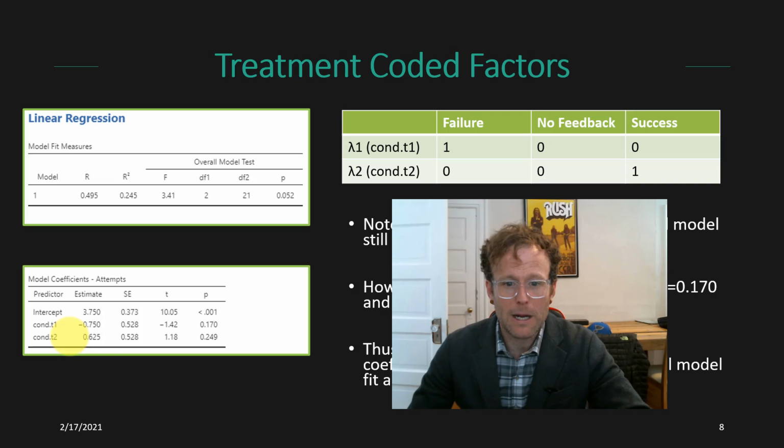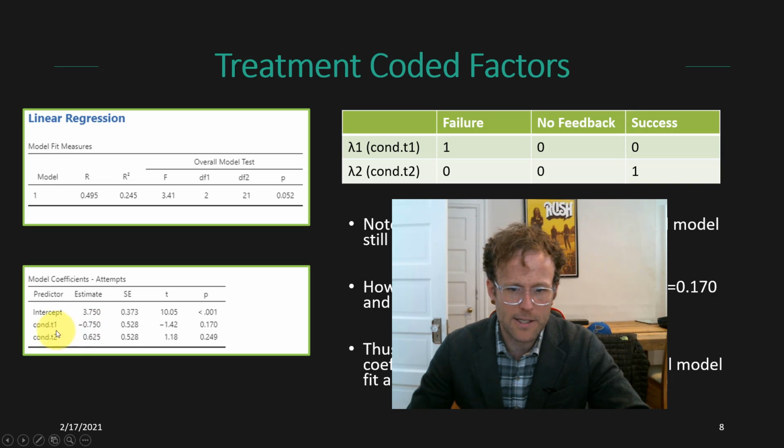Now, the nice thing though with these treatment codes is that the subsequent slopes are a little bit easier to compare because we're just making a comparison between each of the positively coded groups back to the no feedback group. So this is looking at failure relative to no feedback. They did 0.75 fewer attempts because again, the slope is the change in y for a 1-point change in x. So if we go from no feedback to failure, that's a 1-point change. And the failure group did 0.75 fewer attempts.